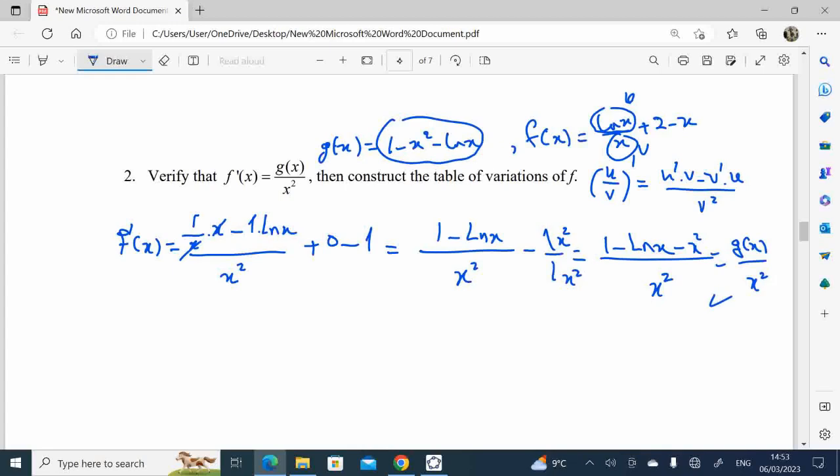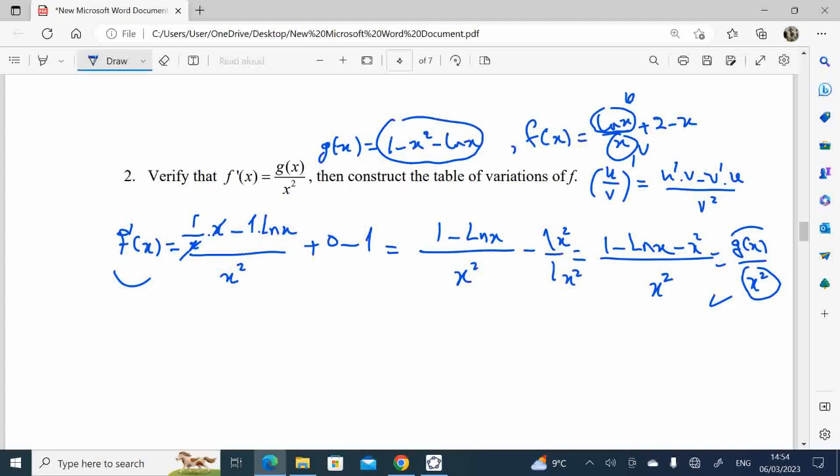Now they say construct the table of variation of f. So as you can see here, since f prime equals g of x over x squared, we can deduce that the sign of f prime and the sign of g are the same, because x squared is always positive. So what will be the sign of g of x? It will be the sign for f prime.